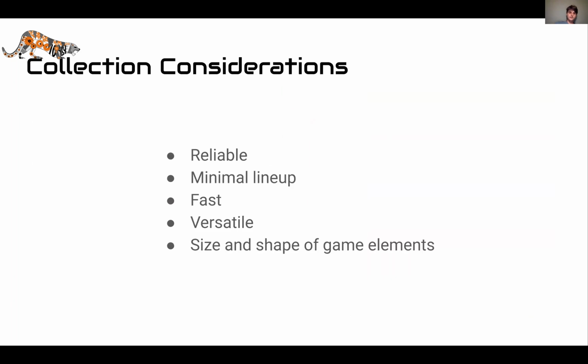Some collection considerations are the reliability of the mechanism, since you don't want something that's not very reliable. You also want minimal lineup: you don't want to take your time lining up your robot to intake your elements. You want it to be very fast and versatile, and you want to consider the size and shape of the game elements.